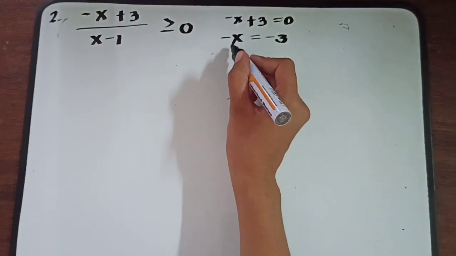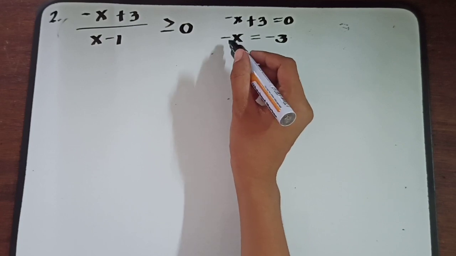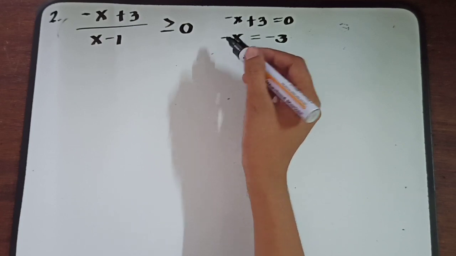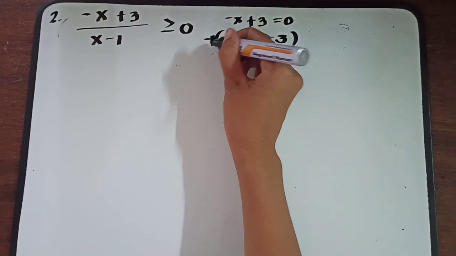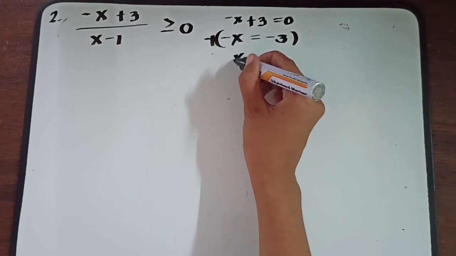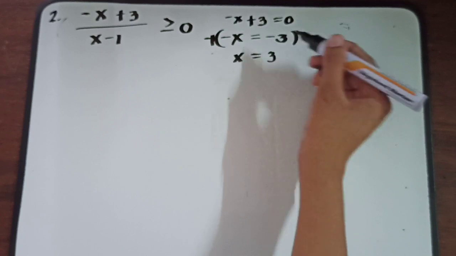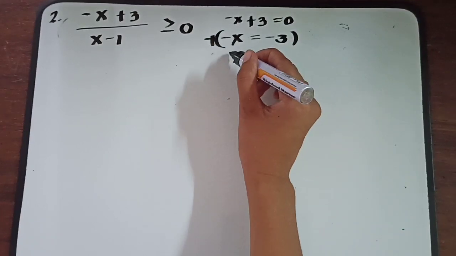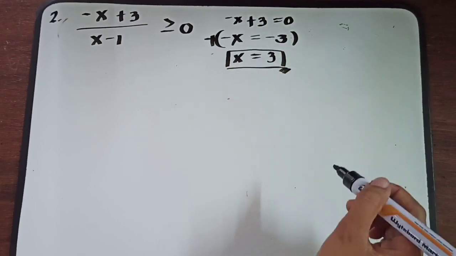Okay, so ang kailangan lang natin is x. Walang kahit anong kasama. So, we need to eliminate this negative. So, multiply both sides by negative 1. So, negative 1 multiplied by negative x, it will become positive. And negative 1 multiplied by negative 3, it will become positive 3. So, the zero of our numerator now is positive 3.